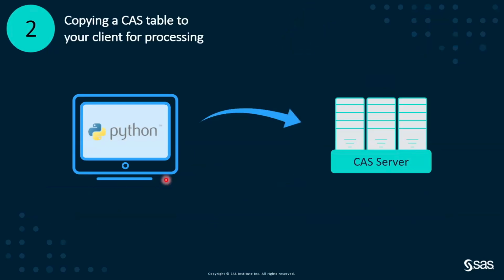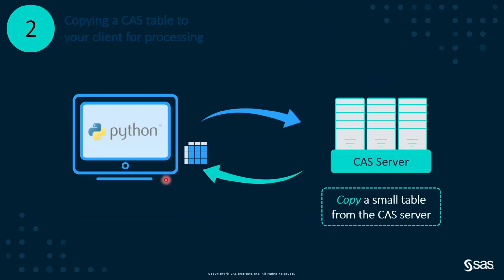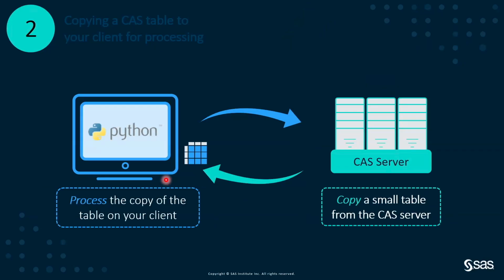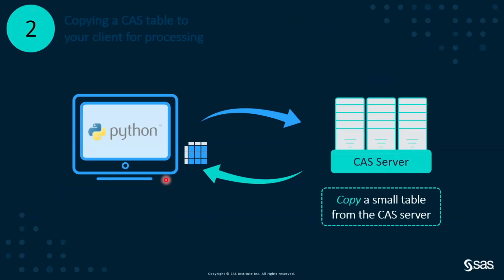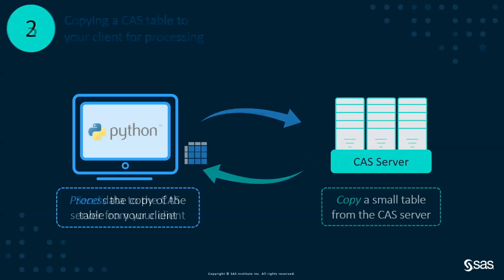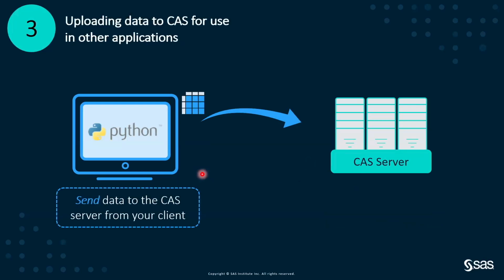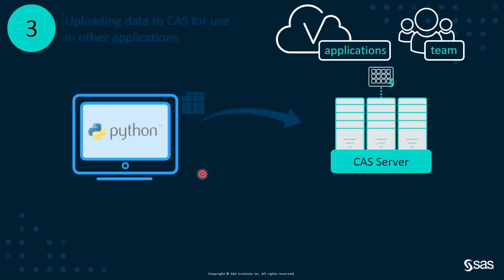Having said so, you could actually copy the tables in and out without a doubt, and then keep on processing. In fact, once the table is going back after doing anything, a smaller table can be brought back as a data frame and you're free to use it. Or else, you have data on the client and then you want to put it on the CAS server, you can pretty much do it, and then it can be further utilized by other SAS applications and team members. So all the possible scenarios do exist.